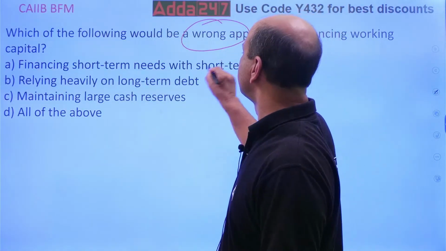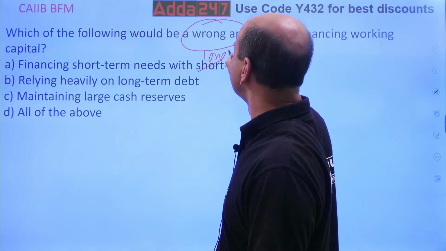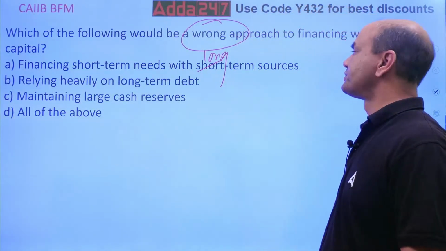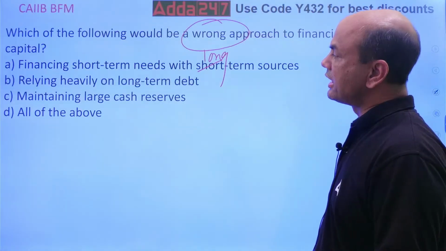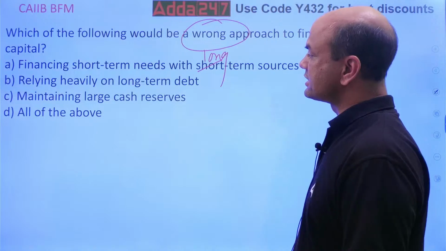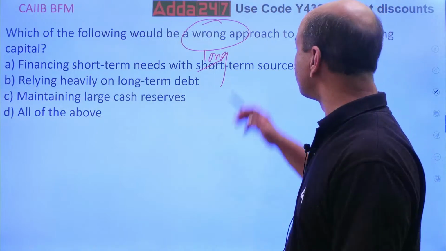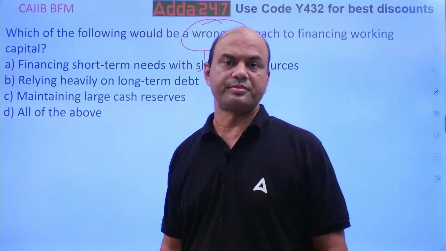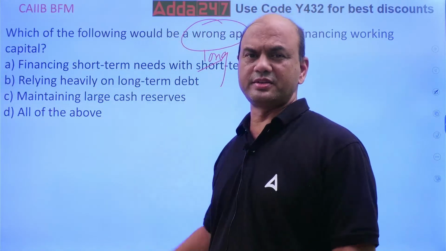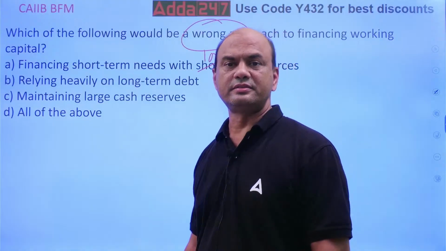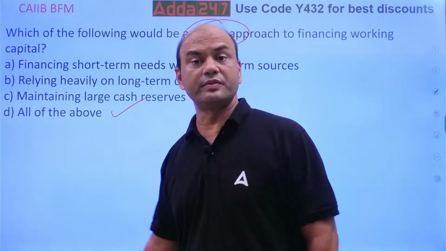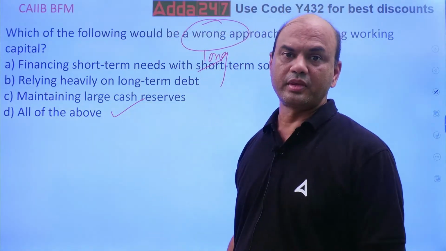Okay, let me make this long-term. Financing short-term needs with long-term sources. Relying heavily on long-term debt. Maintaining large cash reserves. So wrong approach. What should be the answer? And all of these, obviously. So the answer is all of the above. All of the above is the answer. Why? Why all of the above?